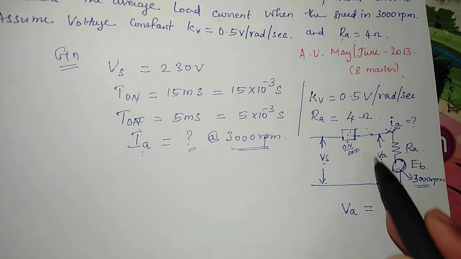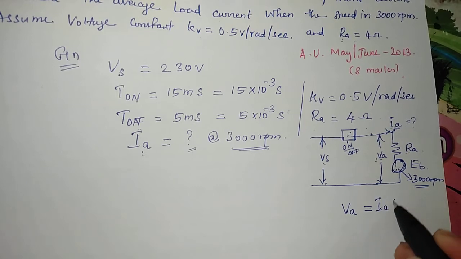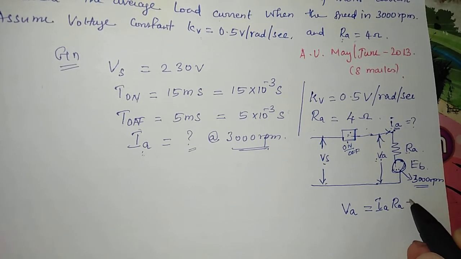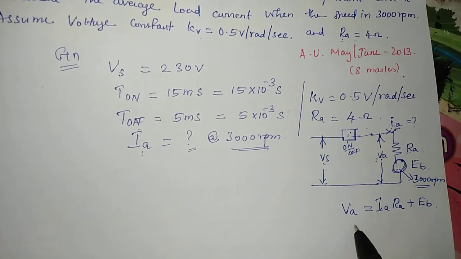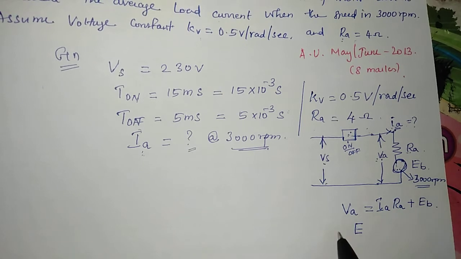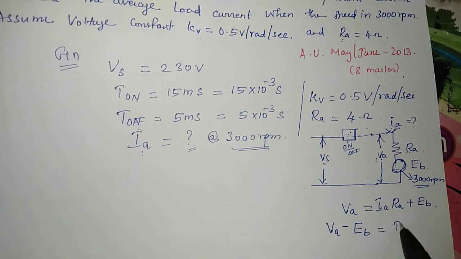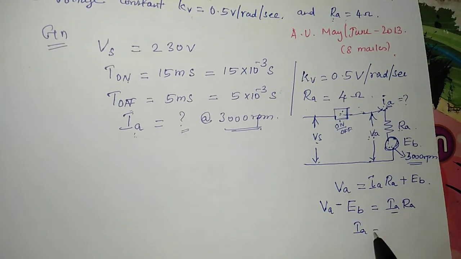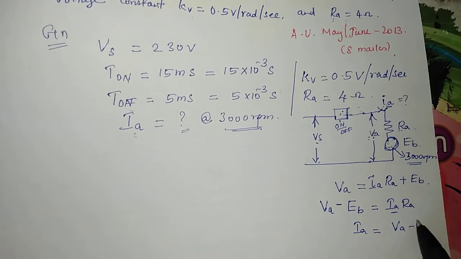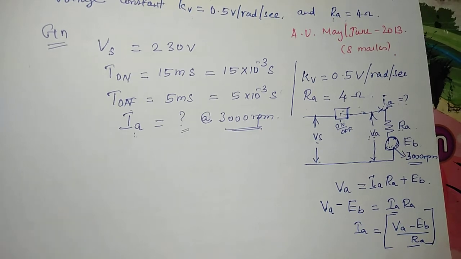that is Va, which is equal to, if you apply KVL for the circuit, Va is equal to Ia Ra plus Eb. So if you rearrange it, Va minus Eb is equal to Ia Ra. We know the value of Ia, so Ia is equal to Va minus Eb divided by Ra. This equation is the final one to identify our answer.